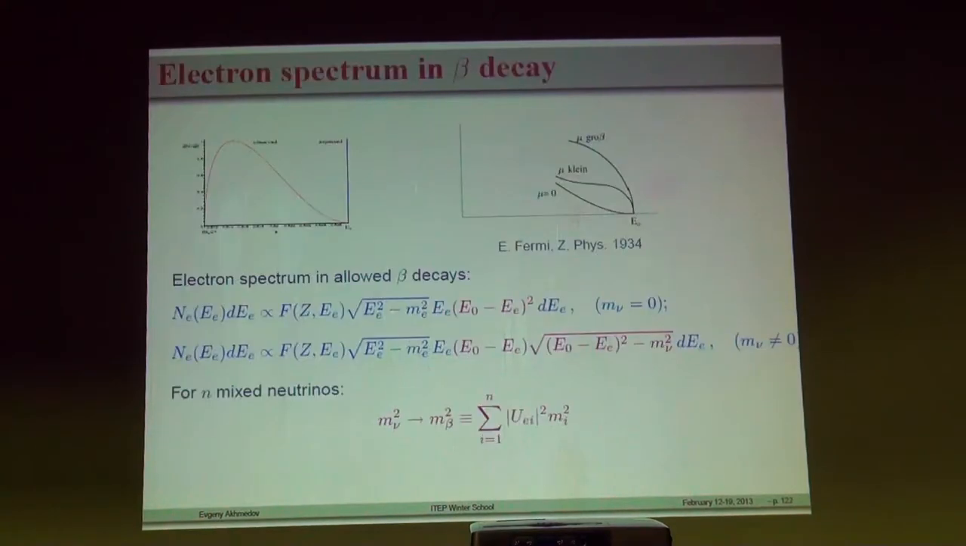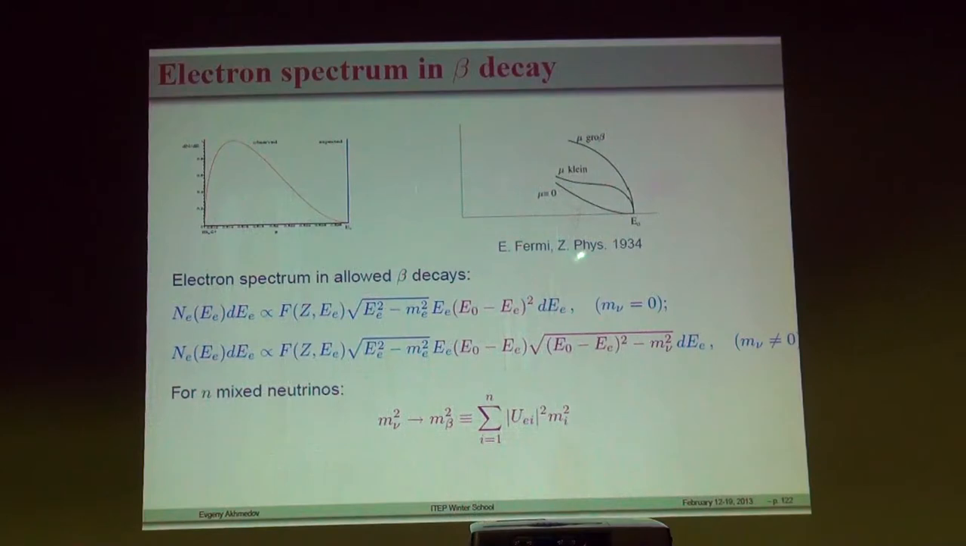If we consider the beta decay spectrum, this is the figure we have already seen. Without neutrino, we would expect a discrete spectrum. In reality, we see this spectrum, which helped us to understand that neutrino exists. And the question is, how much does the spectrum depend on the neutrino mass? This question was raised by Enrico Fermi as early as 1934 in his famous paper in which the theory of beta decay was first developed.